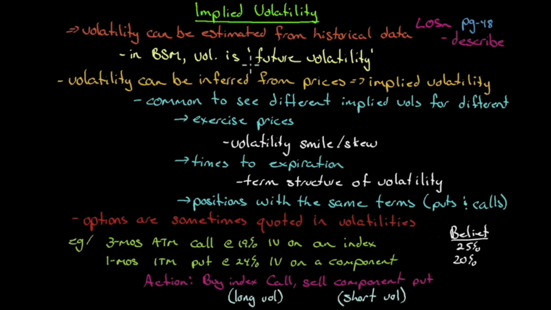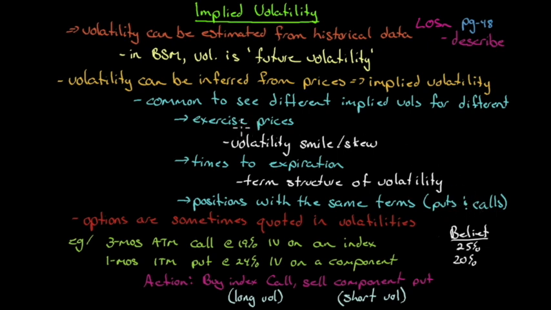I want you to think about it. You can't look at an option price and say that's the wrong price for the call. You have to look at what the implied volatility is at that price, and then you can say that's the wrong implied volatility. So volatility can be inferred from prices. That's called implied volatility. It is common to see different implied volatilities for different exercise prices, for different times to expiration, and for different positions with the same terms. In other words, puts and calls.